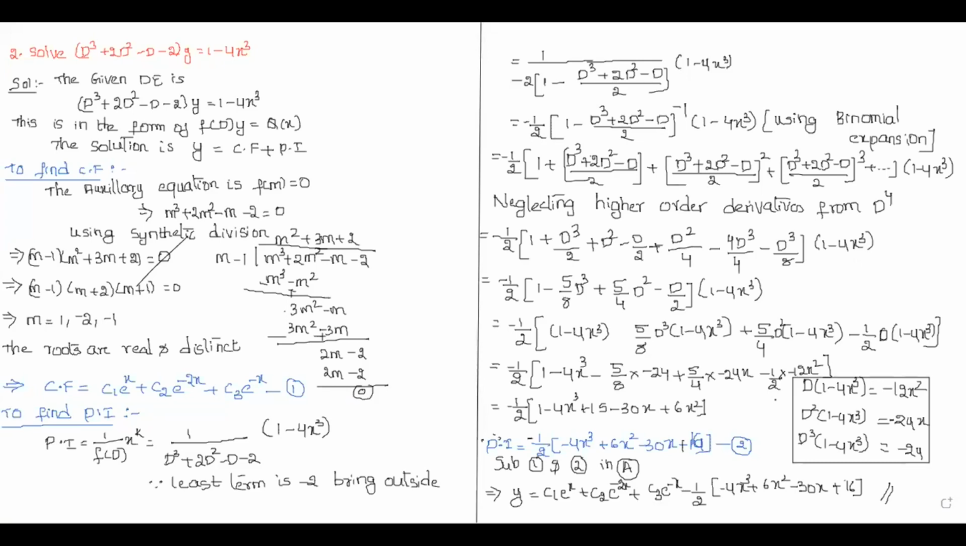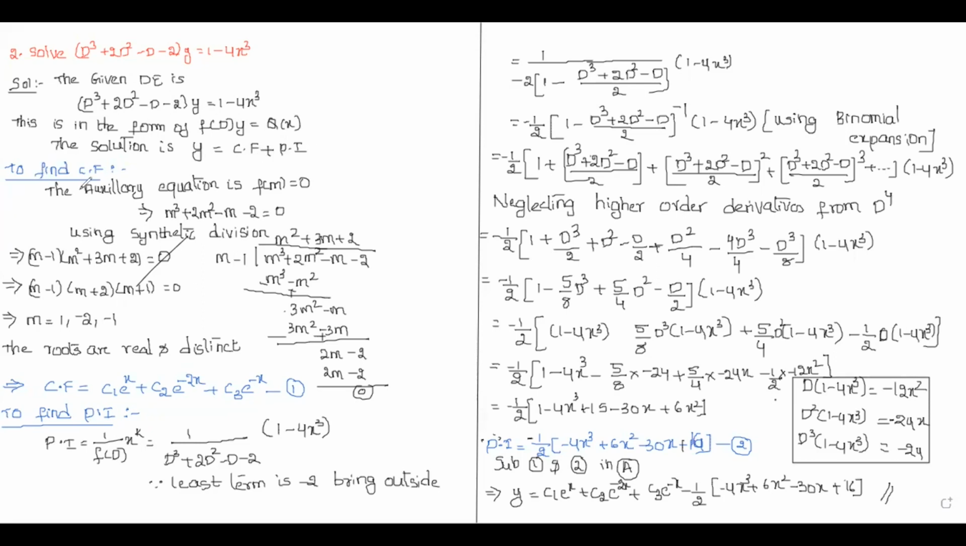Next problem. Solve (d cube plus 2d square minus d minus 2) y is equal to 1 minus 4x cube. Now the given differential equation is (d cube plus 2d square minus d minus 2) y is equal to 1 minus 4x cube. Now clearly this is in the form of f of d into y is equal to q of x. The solution is complementary function plus particular integral.